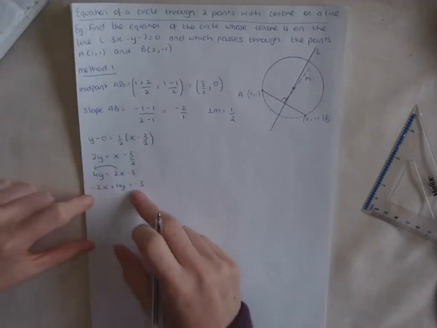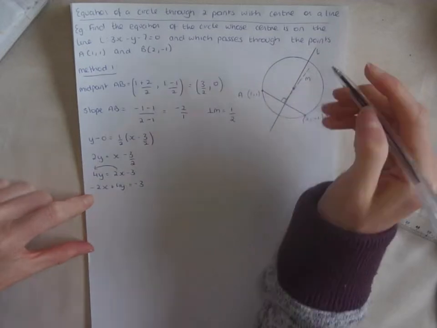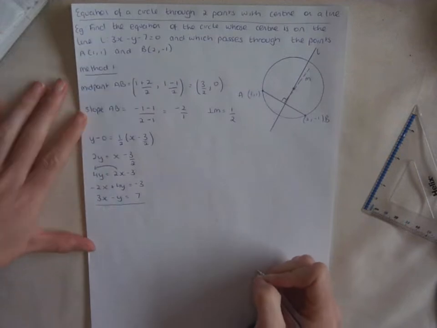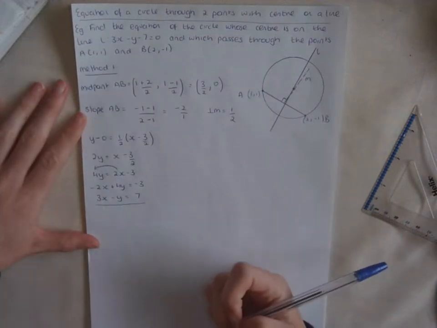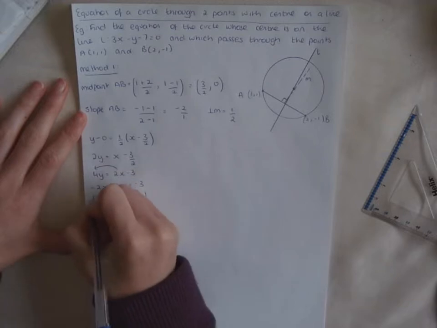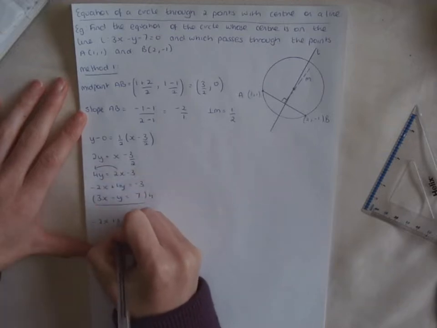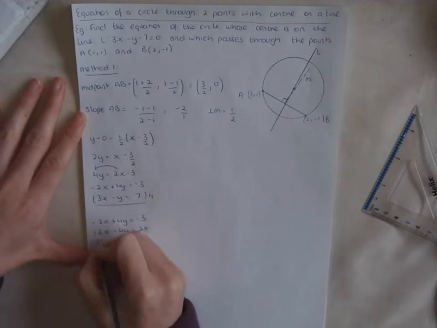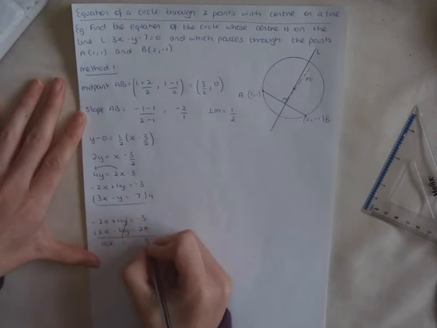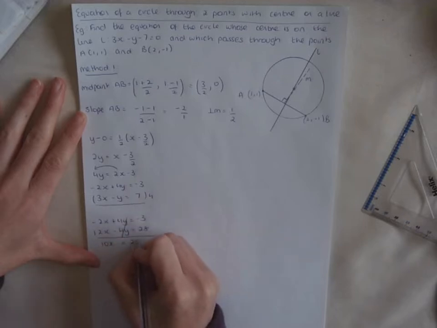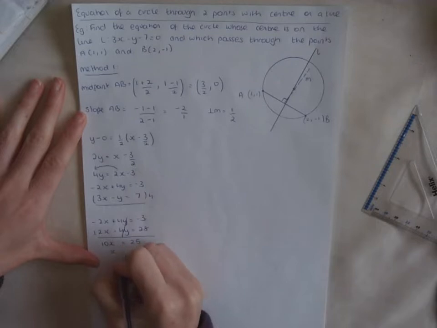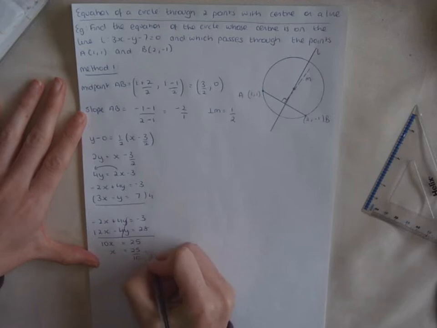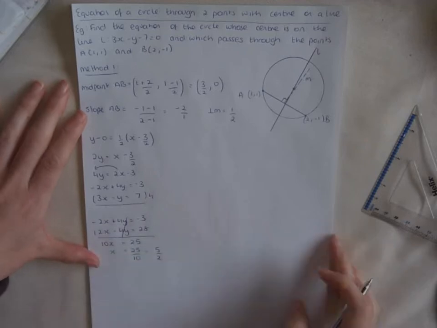Now, the centre is on that line. They told me the centre is on the line L, so I can just put the line L underneath this and do simultaneous equations. They've already given me the information with the line L. I'm just going to multiply the bottom line by 4 here. Minus 2x plus 4y is minus 3, and 12x minus 4y is 28. So 10x is 25. So x is 25 over 10, and 5 goes in there 5 times and 5 goes in there twice, so x is 5 over 2.